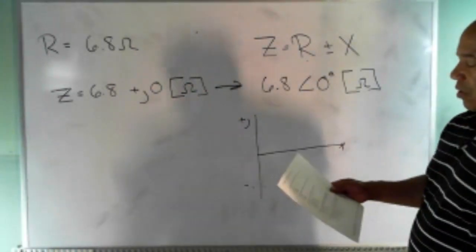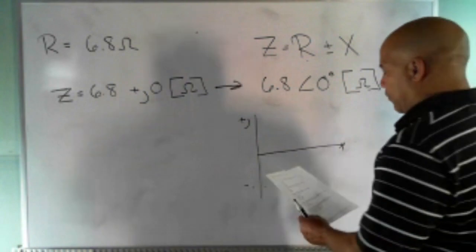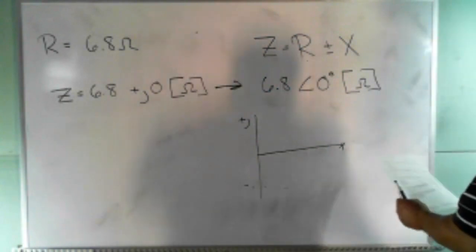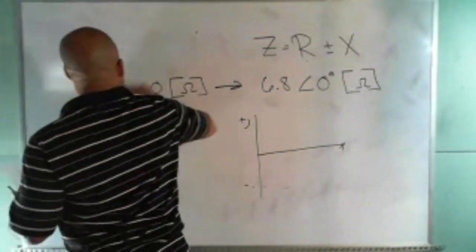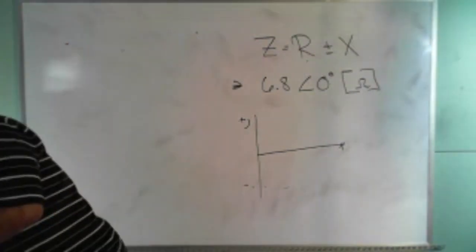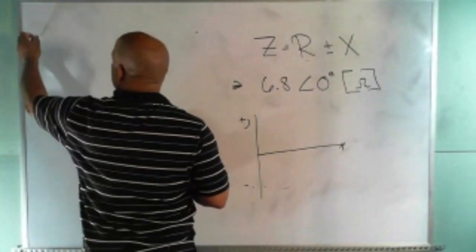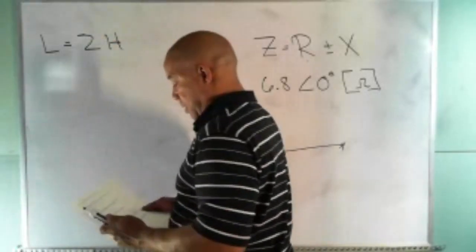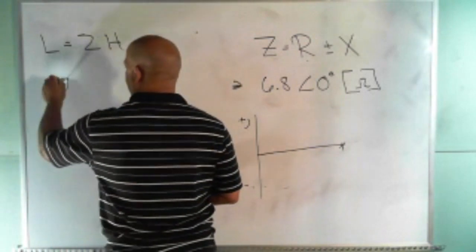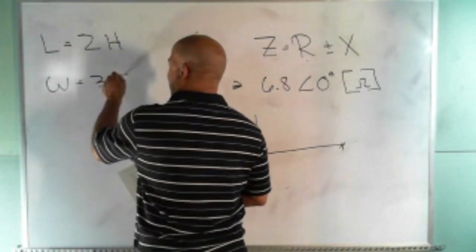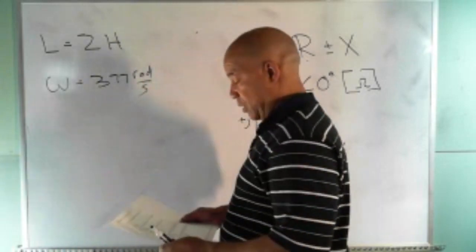So on B, they give you the value of the inductor, L. And again, we'll just do a few of these. I don't think we have to do them all. So they tell you L is 2 henries. And they give you omega. They say omega is 377, and radians per second will be the units.